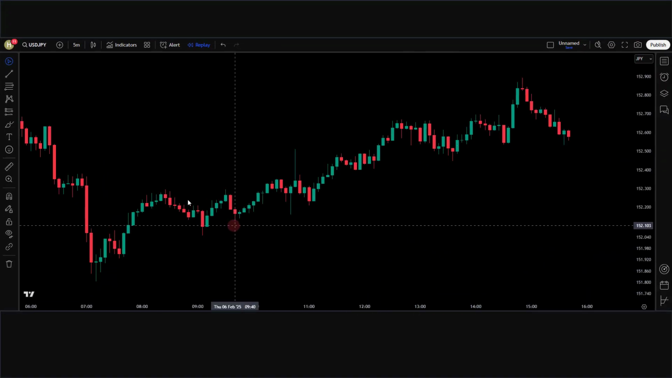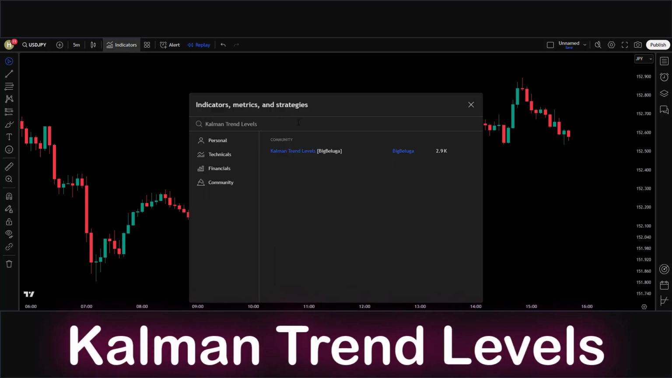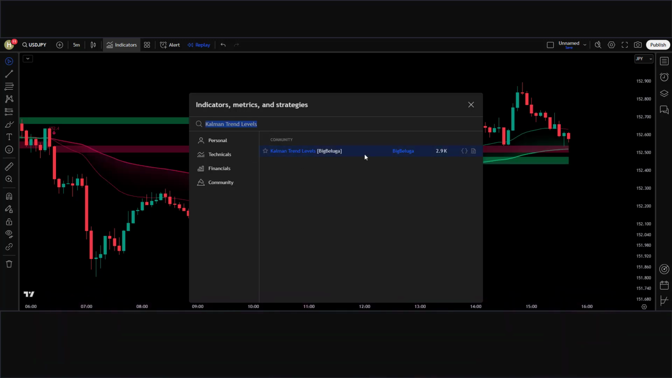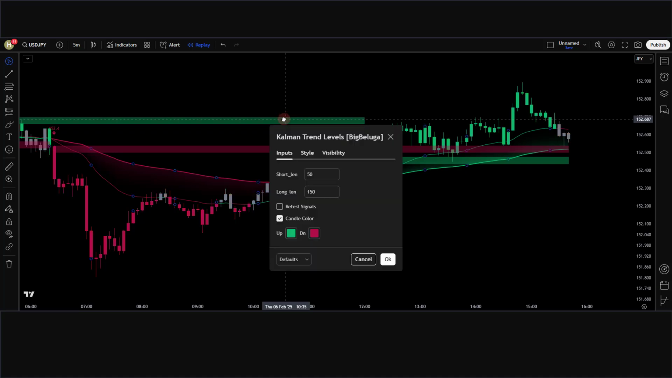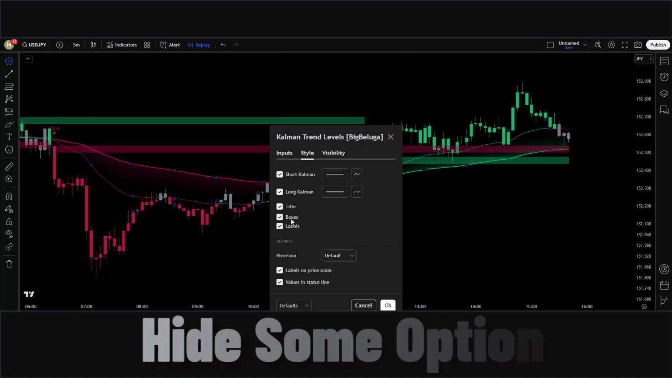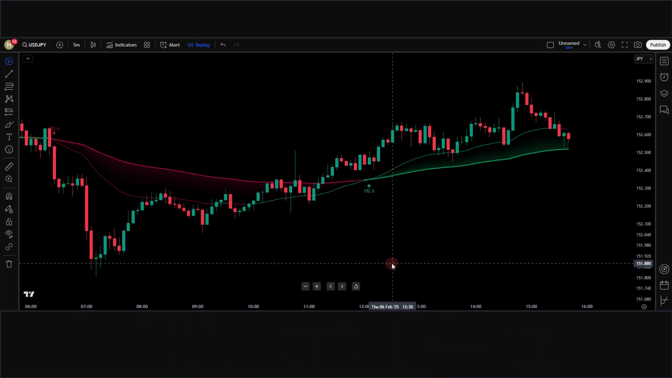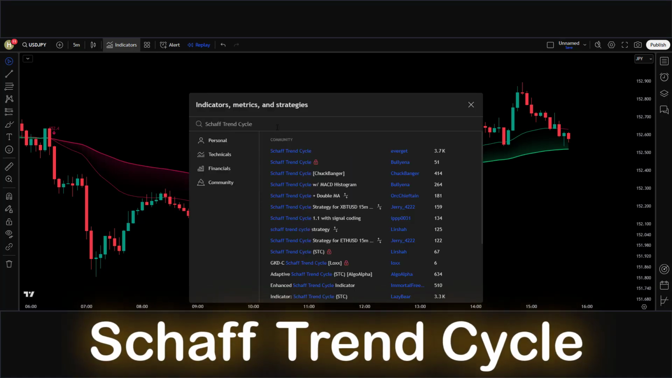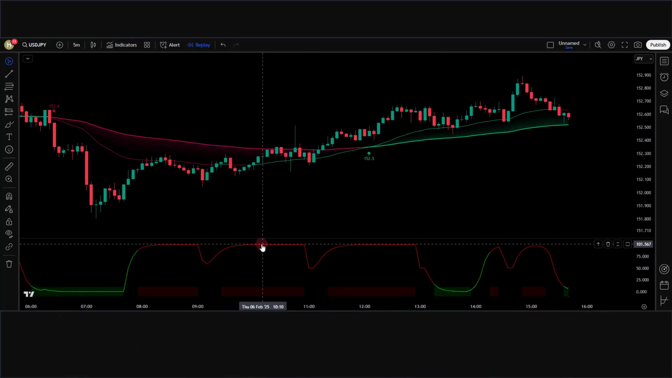Now let's add the indicator to the chart. First indicator name is Kalman Trend Levels. Let's change the settings of the indicator. Hide some options. After that we have to apply another indicator on the chart. Second indicator name is Schaff Trend Cycle. Let's change the settings of the indicator.